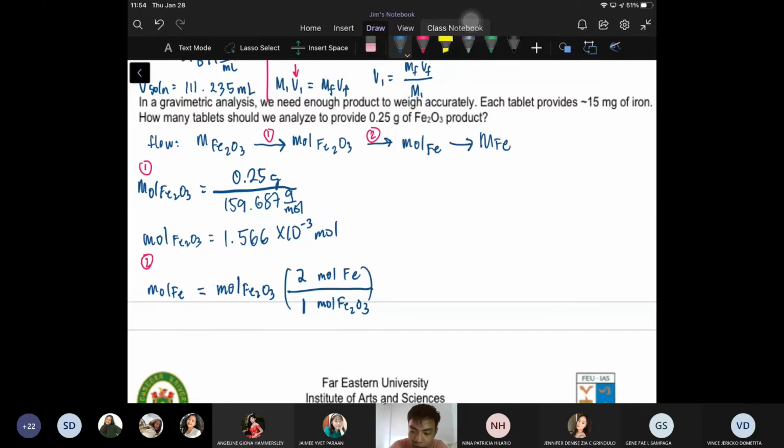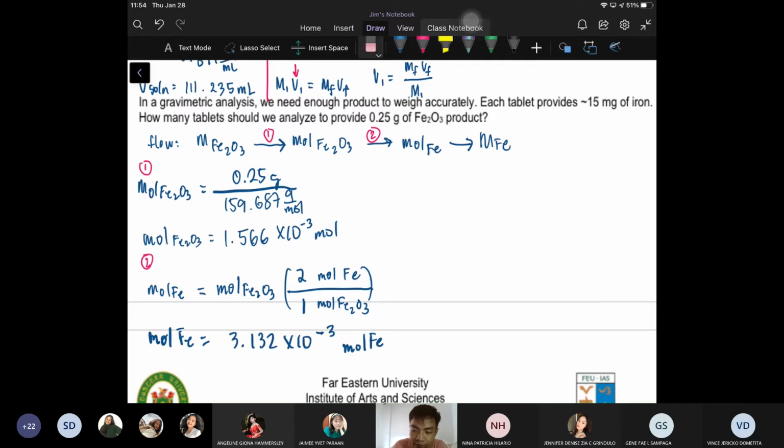So, basically, what we're going to do is to multiply this by 2. Ta-times 2 mo lang yan. Kasi, yun yung nakalagay dito sa equation eh. This times this, no? 2 divided by 1, edi 2. Okay? So, solve natin. Mole Fe. 1.566 times 10 raised to negative 3 times 2. So that will be 3.132 times 10 raised to negative 3 mole iron na tayo. Okay, so andito na tayo.